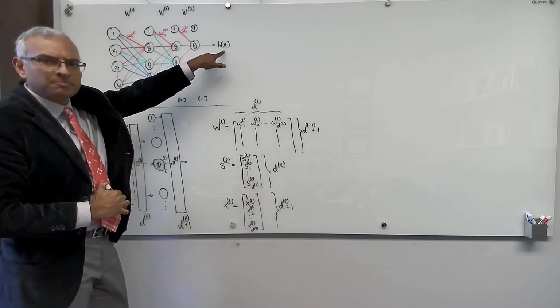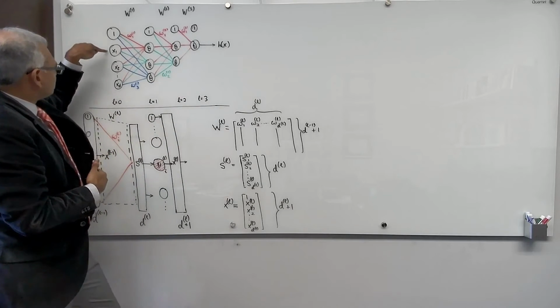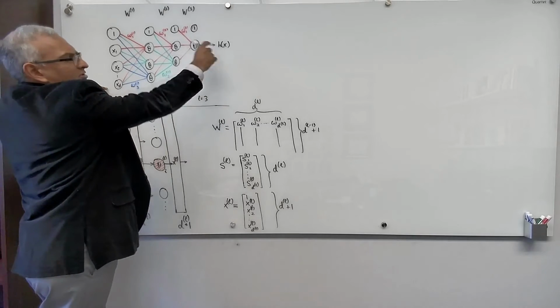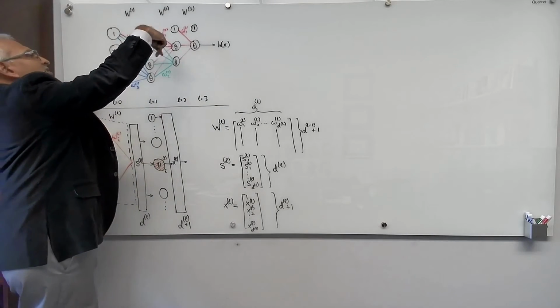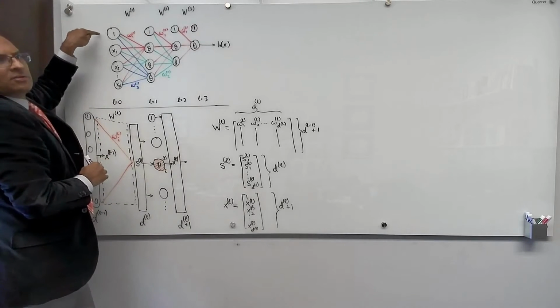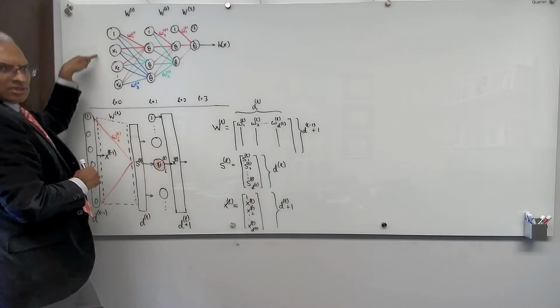So what does h of x depend on? Well, it certainly depends on what you put for the inputs here. Okay, what are the input features? But what else will change h of x is if you change any of the weights. So h of x depends on these weight matrices and the input data.